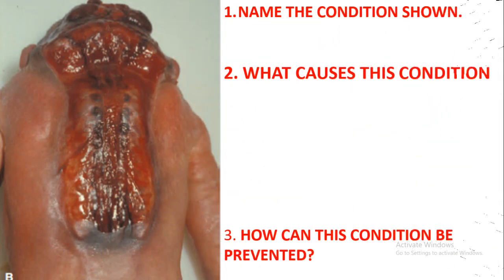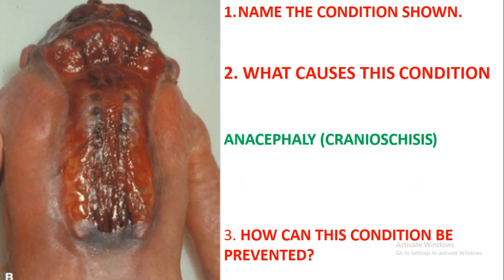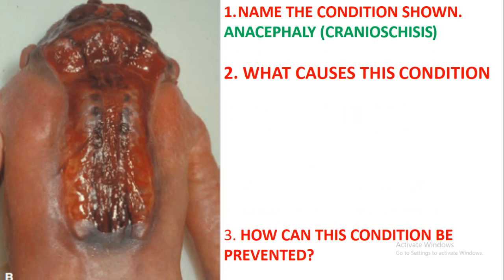But before we look at this slide, please make sure that you watch part 1 of our revision on birth defects. Name the condition which has been shown. If you look at this condition, you need to understand that the neural tube has not closed on the cranial and upper spinal cord region. As a result, this condition is known as anencephaly cranioschisis.